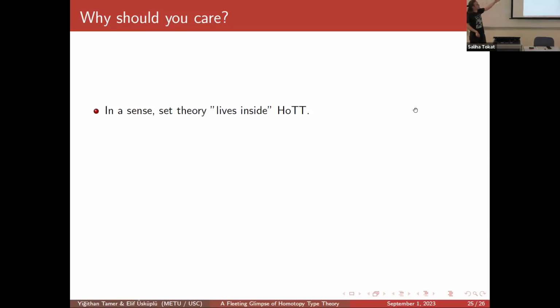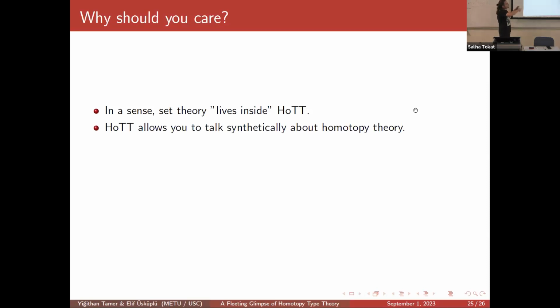Like I said, in a sense, set theory lives inside HoTT. Actually, ETCS can be realized in HoTT. That's the elementary theory of the category of sets, I believe. It's slightly weaker than ZFC. You can add an axiom, but you can look it up. I'm not sure about it. And if you're doing homotopy theory by HoTT, you can talk synthetically about homotopy theory. Without constructing a homotopy, this gives you a purely logical and syntactic way to do homotopy theory.